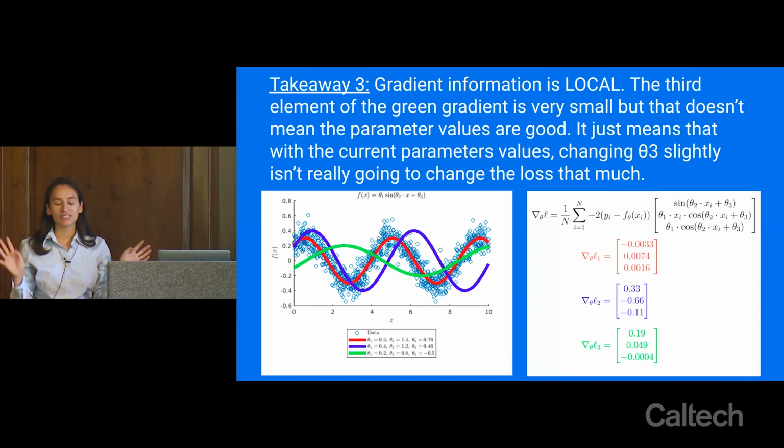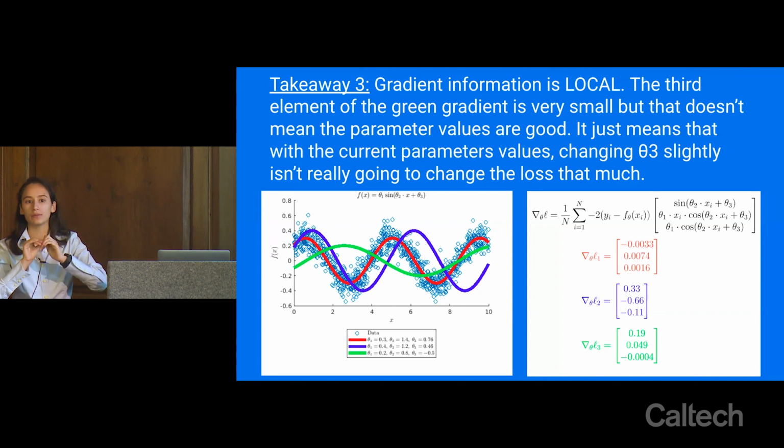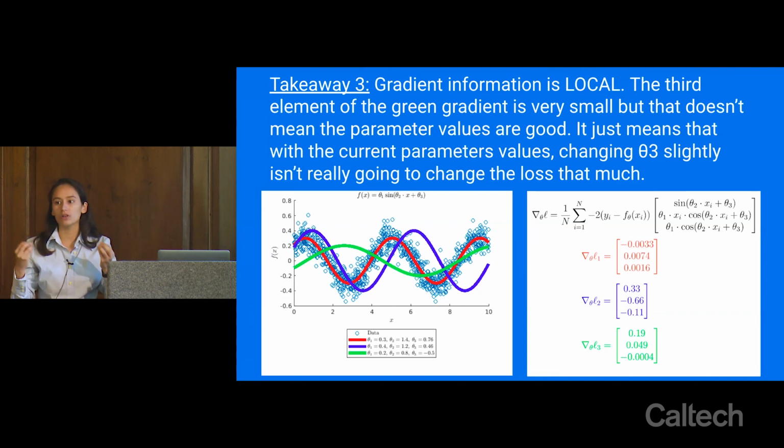So if this scares you, that's fine. You will never have to do this. But understand that there's this loss landscape, and basically you're either trying to find a minima on that loss landscape or you're trying to find a maxima on that loss landscape. And that's the important conceptual idea to take away.